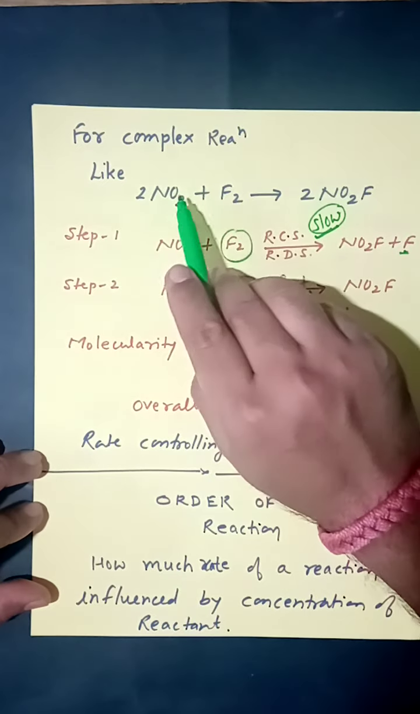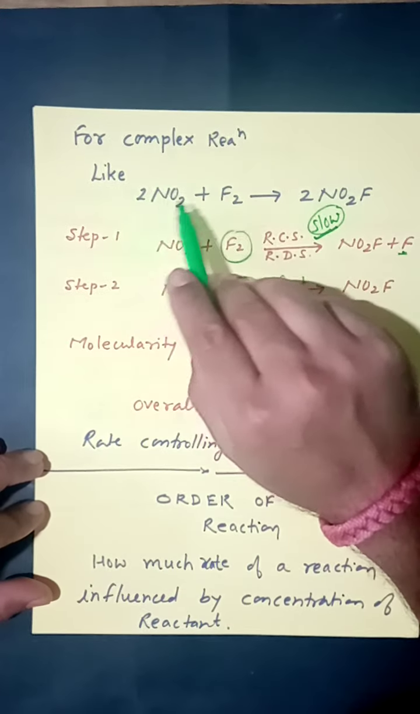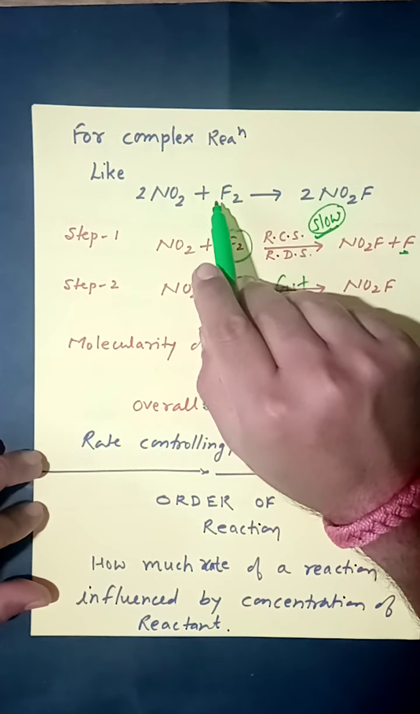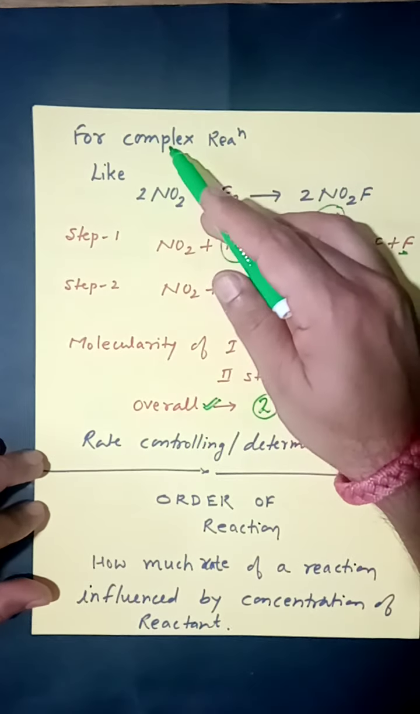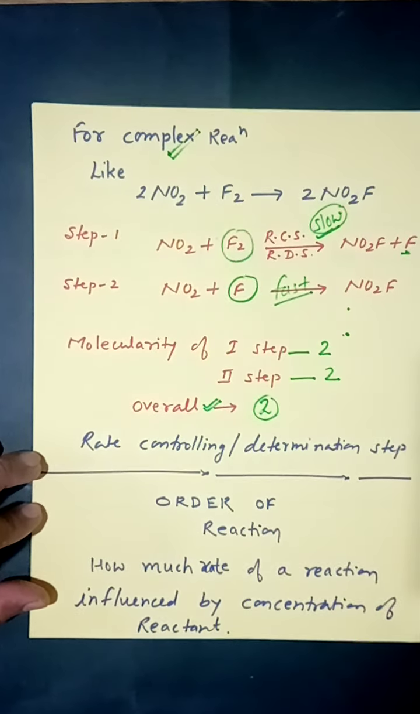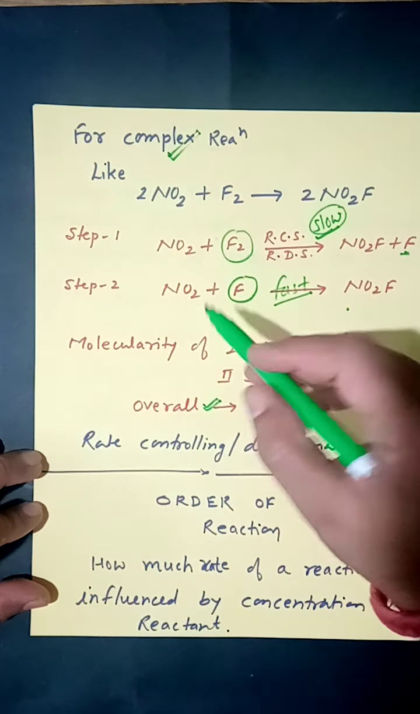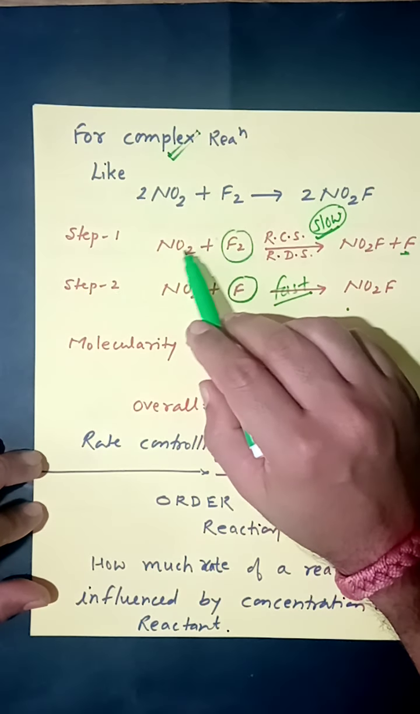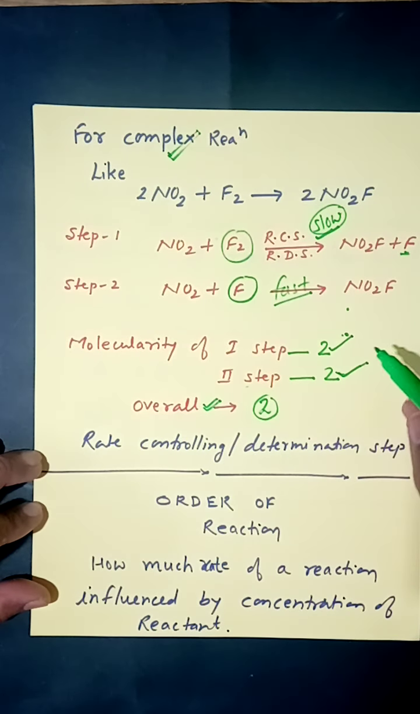Now look at the balanced equation. It says 2 plus 1, which means 3. But 3 is not the molecularity of the reaction, because all 3 particles are not colliding simultaneously, and this we came to know after knowing that this is an example of a complex reaction. So in a complex reaction, molecularity cannot be a simple addition of stoichiometric coefficients, but it can be calculated only once we know the mechanism. Here 2 is the molecularity of the first step and 2 is the molecularity of the second step.